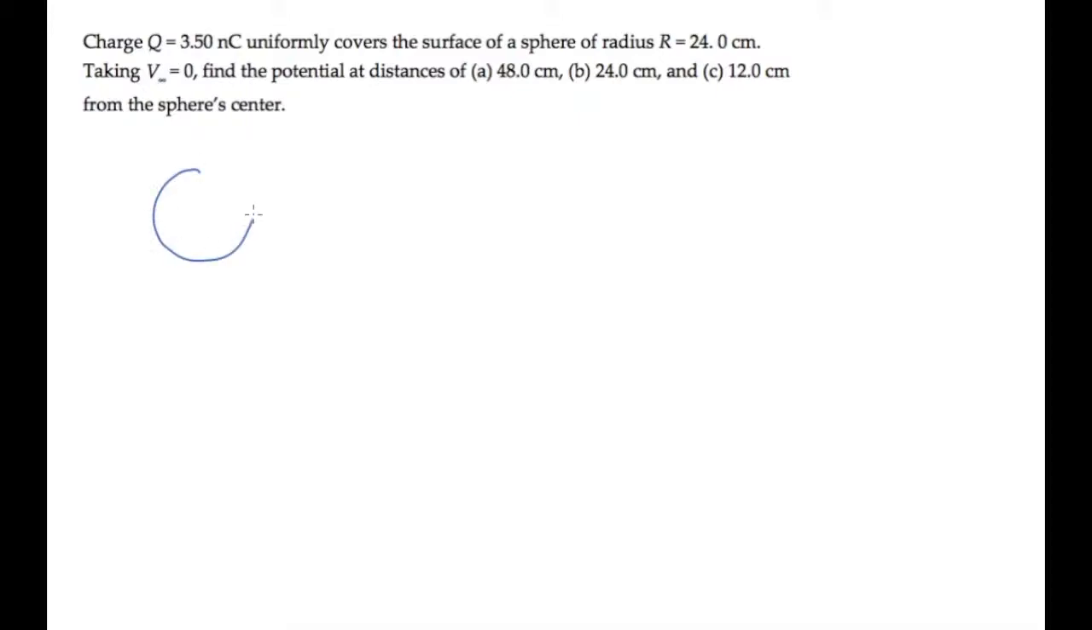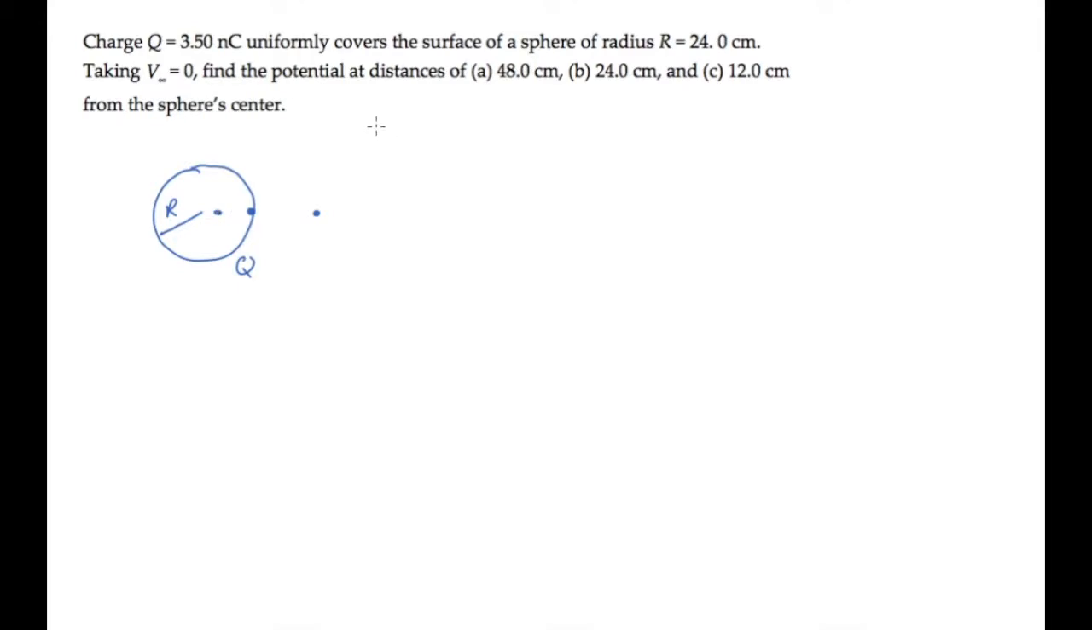This problem gives us a sphere of radius r with a charge q spread over its surface and asks us to find the potential V at three different locations. One at twice the sphere's radius, the second on the sphere's radius, and the third at half the sphere's radius.